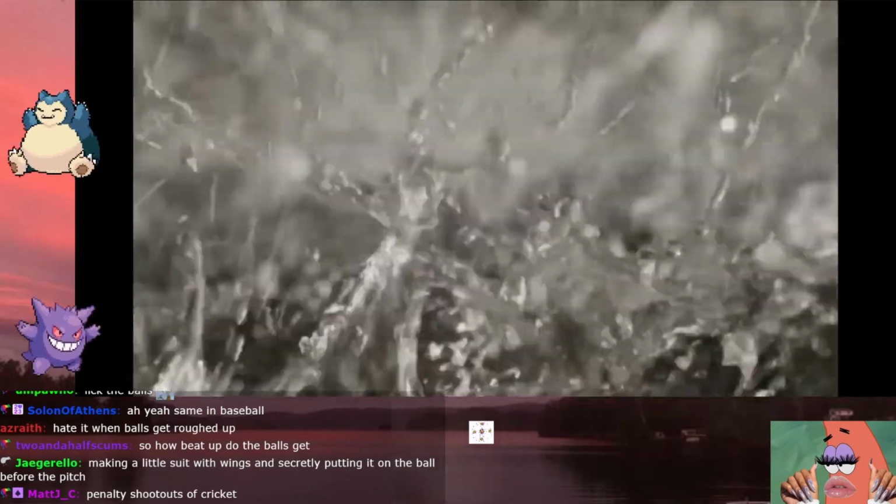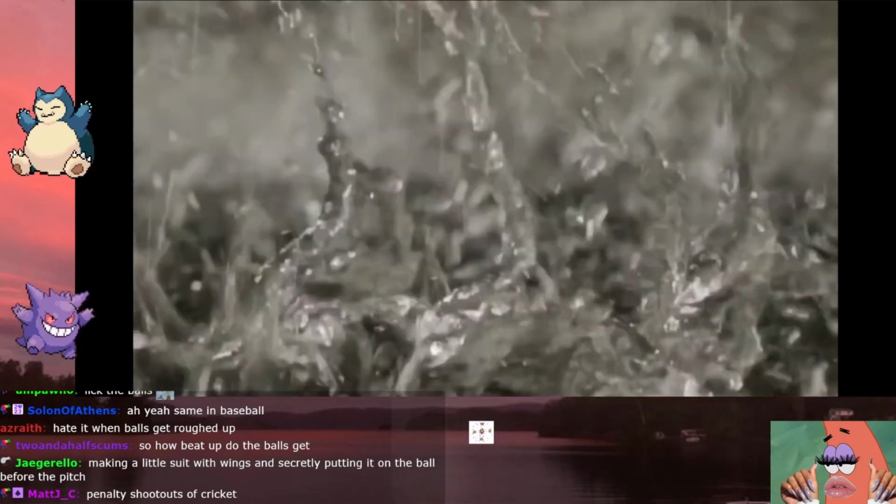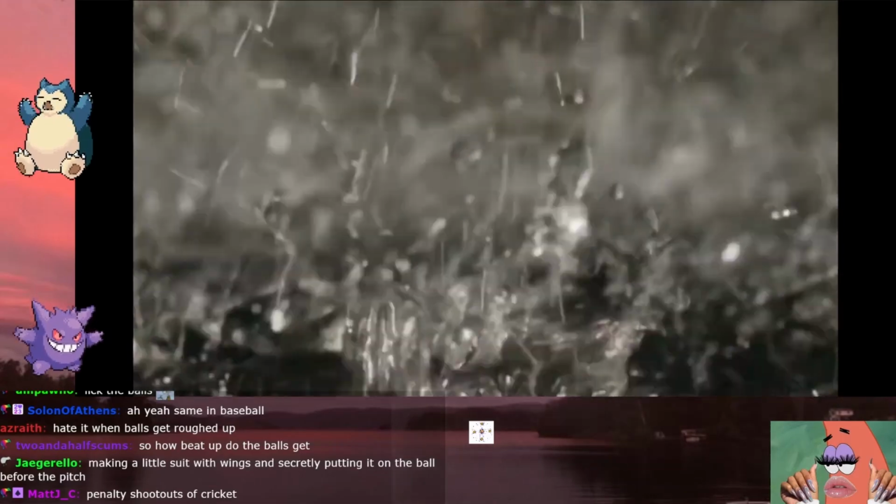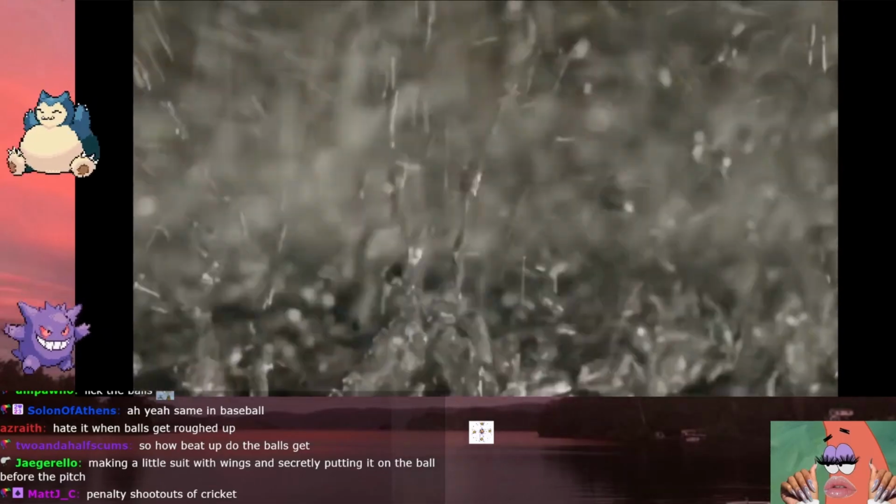In limited overs cricket, if weather causes the game to be shut down and it's still the first innings, the match is just considered a draw. They don't restart the match at another date.